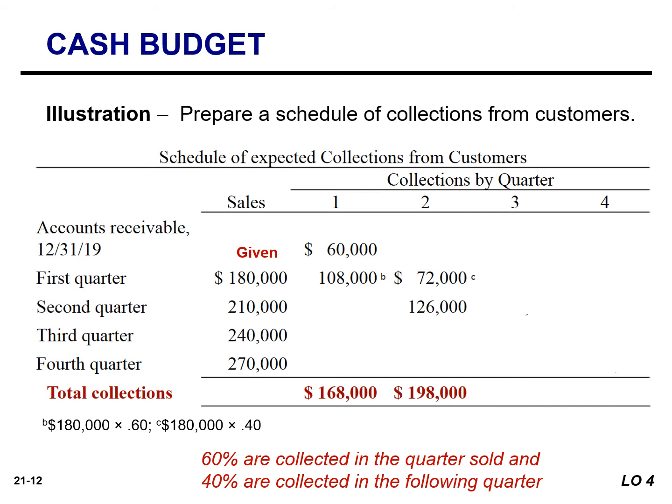In the third quarter, the company collects the remaining 40% of the second quarter sales, or $84,000, and 60% of the third quarter sales. In the fourth quarter, the company collects the remaining 40% of the third quarter sales and 60% of the fourth quarter sales. At the end of December, the company hasn't collected 40% of the fourth quarter sales. We will report that as a receivable on the balance sheet.